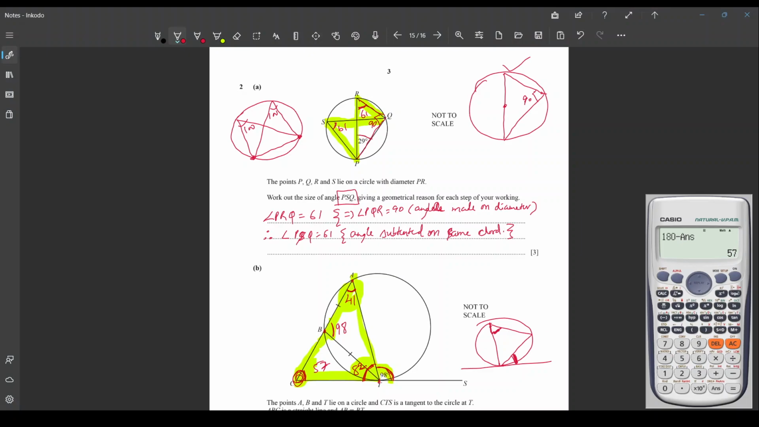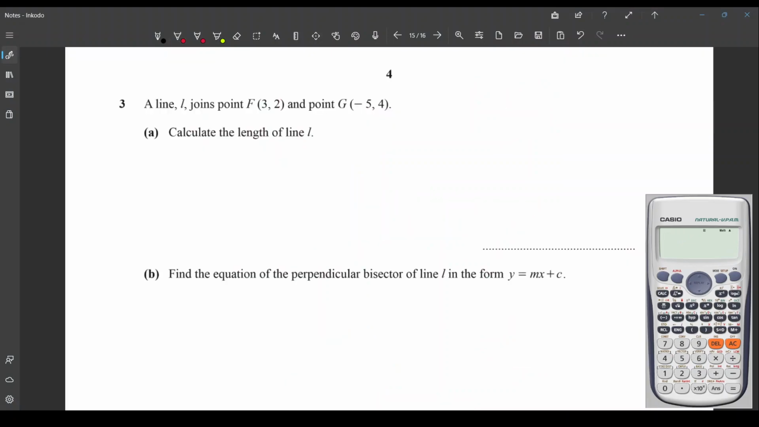Question number 3. A line L joins point F and point G. Calculate the length of the line. There are 2 points, one is F, another is G. So line L is joining these 2 points. One coordinate is (3, 2) and the other coordinate is (-5, 4). So we have to find out the length of the line.